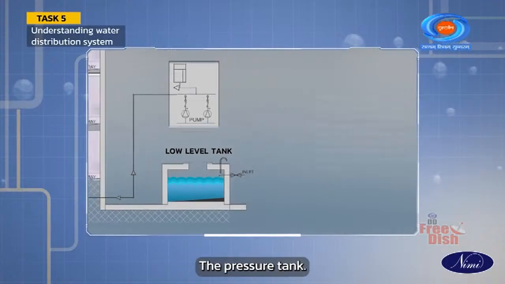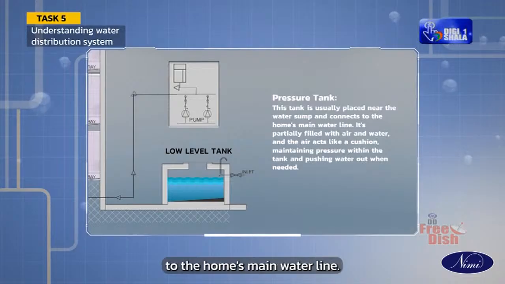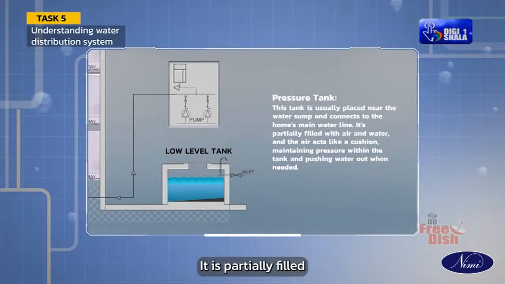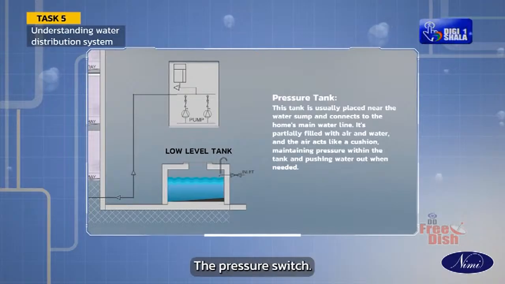The pressure tank. This tank is usually placed near the water sump and connects to the home's main water line. It is partially filled with water and the air acts like a cushion, maintaining pressure within the tank and pushing water out when needed. The pressure switch.